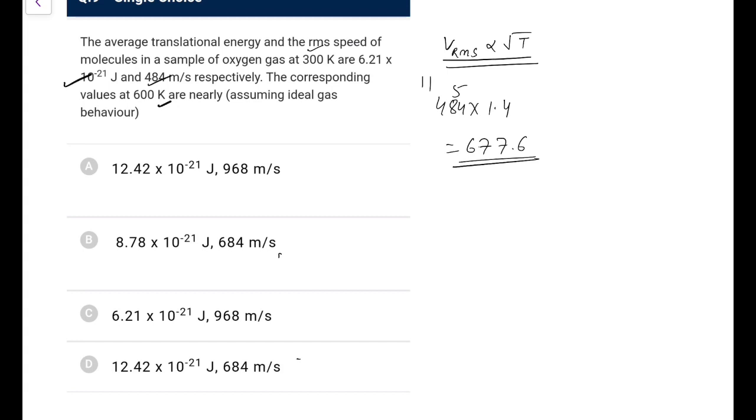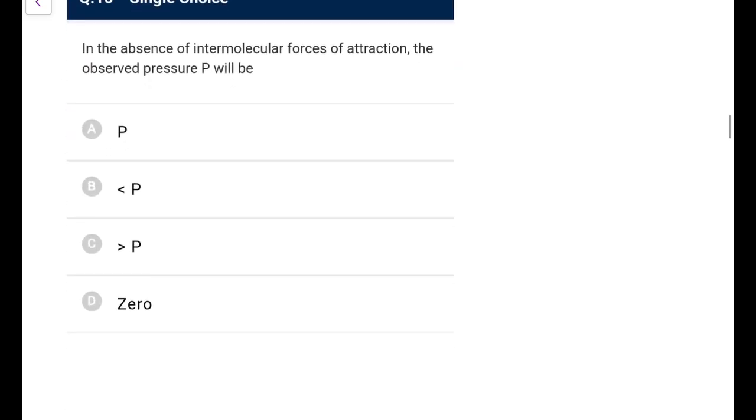Now what would be the translational kinetic energy? Kinetic energy is proportional to T, so that will become definitely double. So 6.21 is doubled, so 12.42. So go for option D. That's an easy one if you remember these things very well.